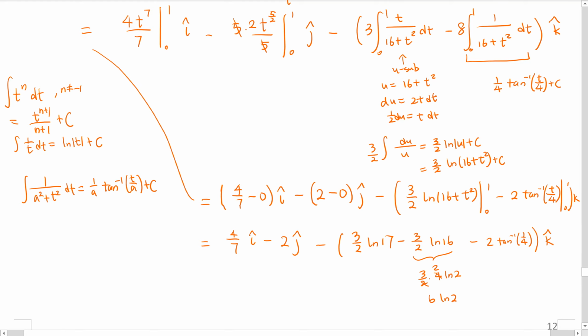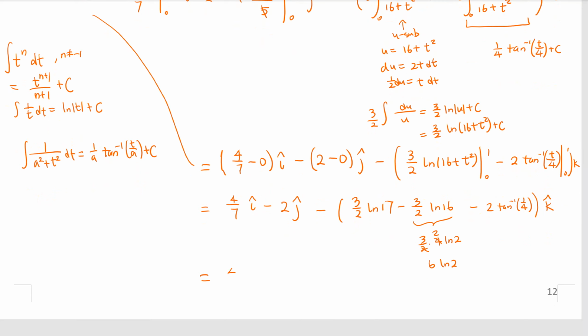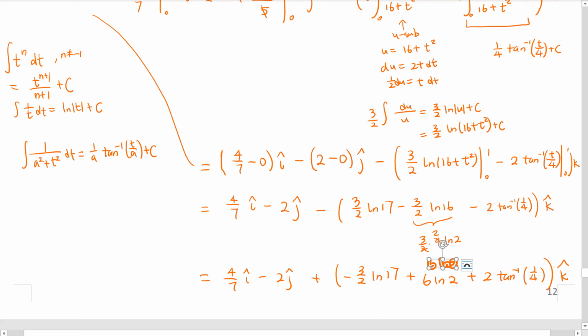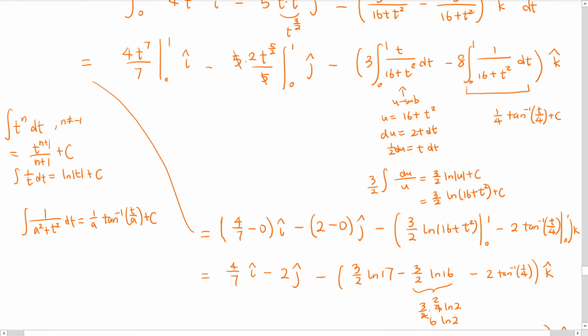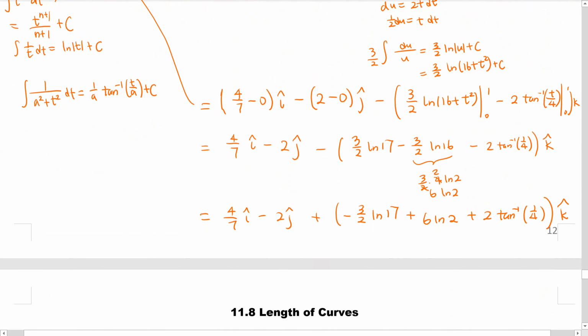Okay, now we can simplify one more step. I and j stay the same. This negative, we can distribute it. So it becomes negative 3 halves ln of 17 plus 6 ln of 2 plus 2 arctangent of 1 over 4. So this is the final answer. So far, so good, everybody? Let me move this up a little bit. Okay, so this is the final answer.